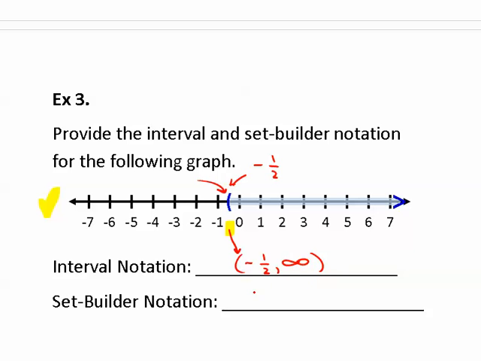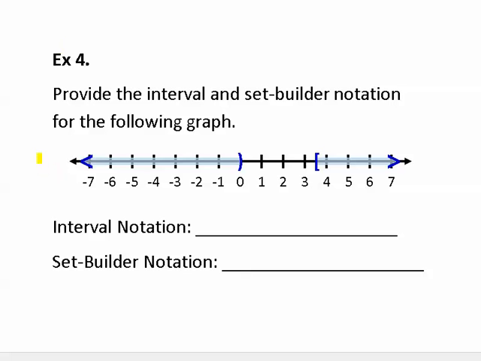What about set builder notation? Well, x is any value such that the x value is greater than negative 1/2. It's greater than because the values are shaded to the right of negative 1/2. So x belongs to the set such that its value is greater than negative 1/2. All right, let's take a look at example 4.